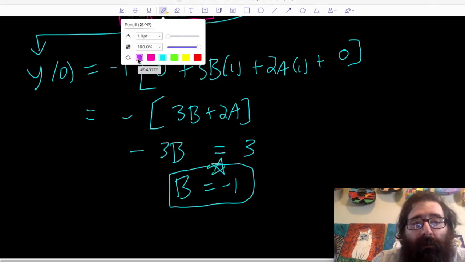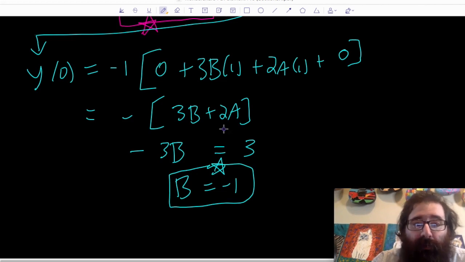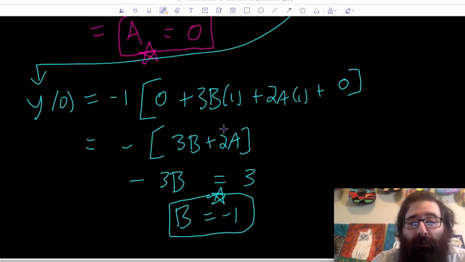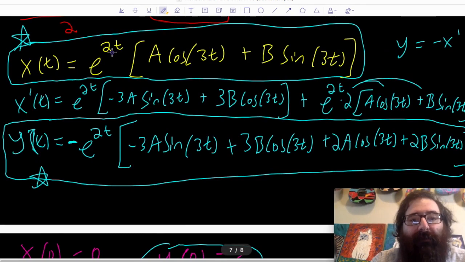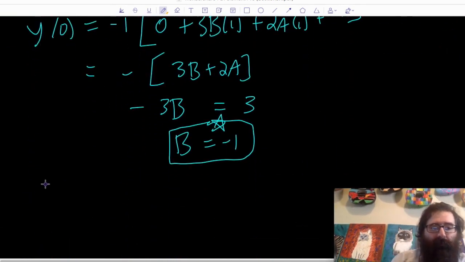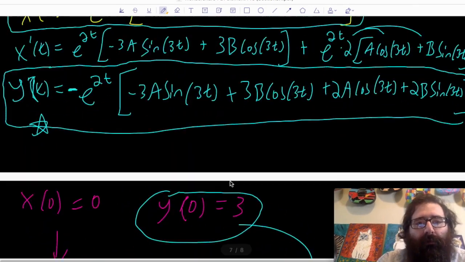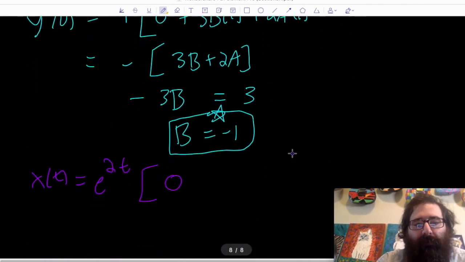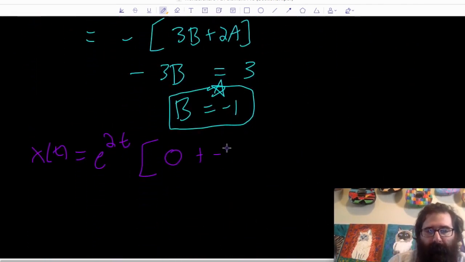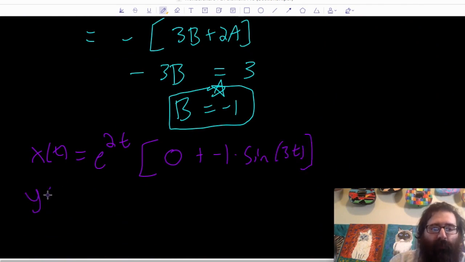And now, including this information, I can go and write those particular solutions. So a is 0, it's gone, forget about it, get over it. And b is negative 1, which isn't so bad. So here for x at t, I have e to the 2t. Let me write this down, x at t. It's e to the 2t. And that first term had an a, which is a 0, right? And then here we have plus negative 1 times sine at 3t. I'll clean that up in just a moment, but let's look at y at t next.